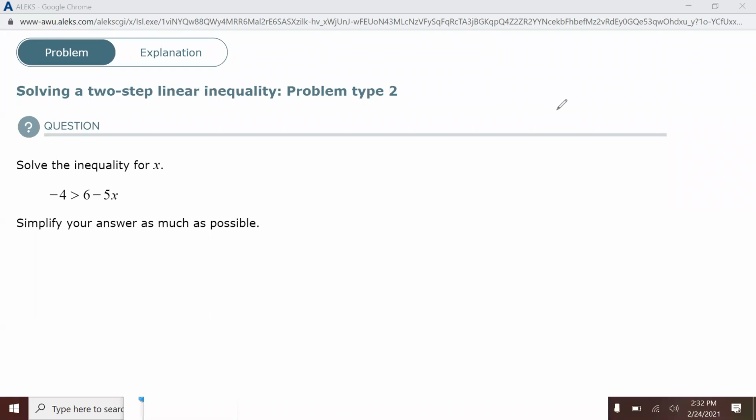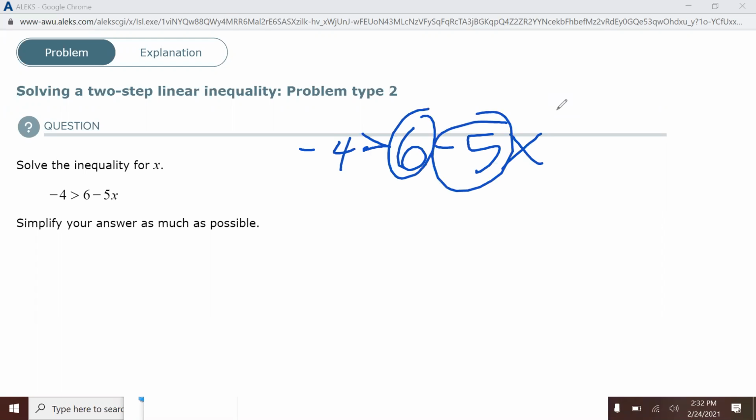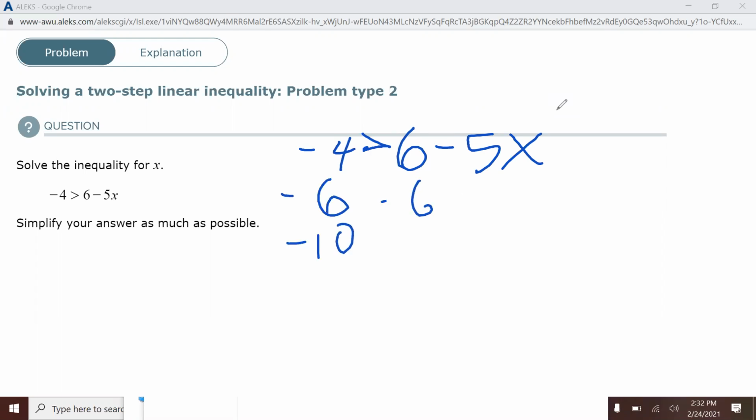Once again, we are solving for x. So I need to move the 6 and the 5 away from the x. If I subtract 6 from both sides, I get -10 is greater than -5x. Yes, that was a negative number, but I wasn't multiplying or dividing by -6. Therefore, the inequality symbol did not change direction.